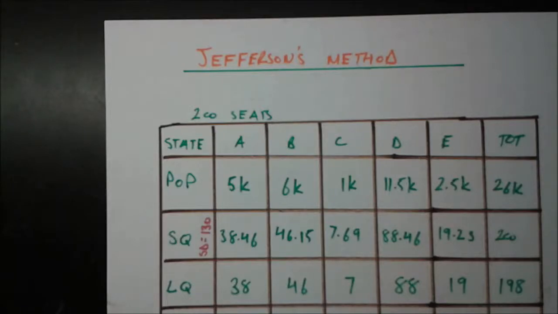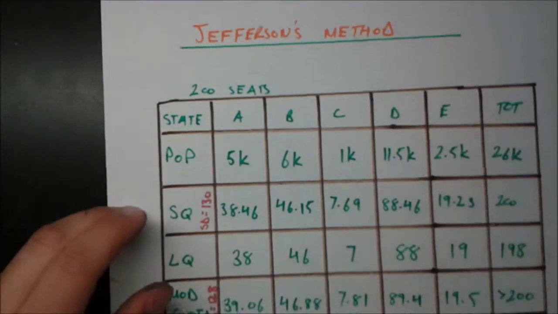In this video, we'll discuss a new allocation method called Jefferson's Method. This method is much stronger than Hamilton's method, but also has a major flaw, which we'll talk about at the end. So let's just go through it with this example.